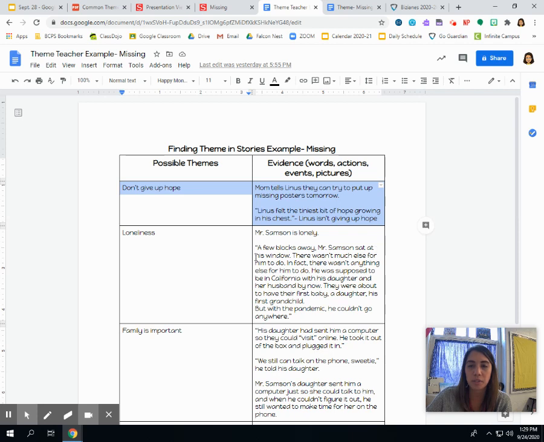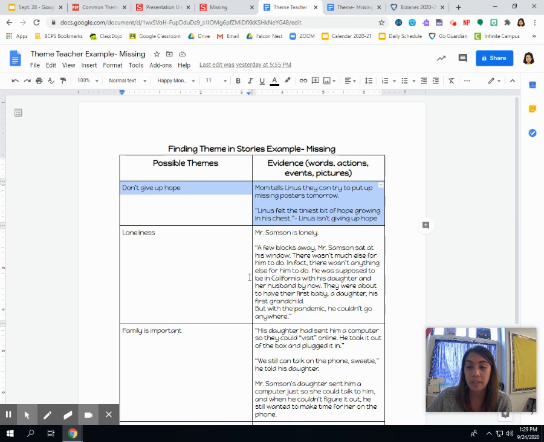A few blocks away, Mr. Sampson sat at his window. There wasn't much else for him to do. In fact, there wasn't anything else for him to do. He was supposed to be in California with his daughter and her husband by now. They were about to have their first baby, a daughter, his first grandchild, but with the pandemic, he couldn't go anywhere.